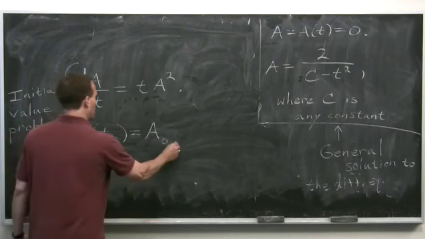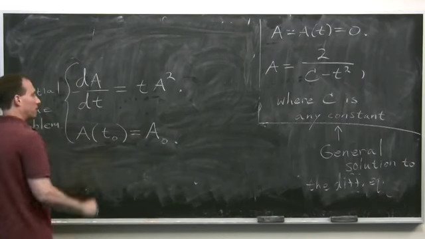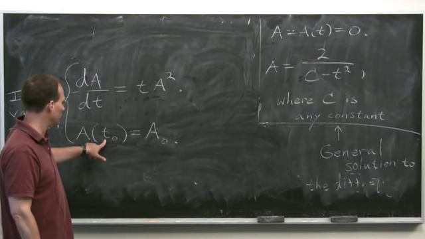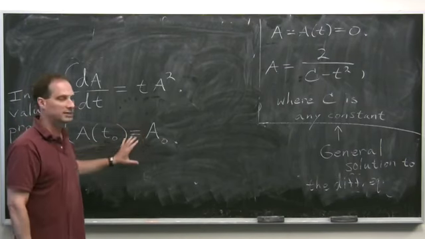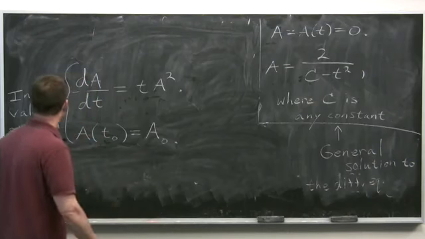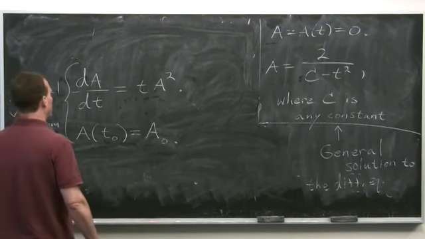Even if the independent variable is not time, even if the given value of the independent variable is not 0, we tend to call this given data initial data, and you should think of it as just data that you're given initially. It's an initial value problem.